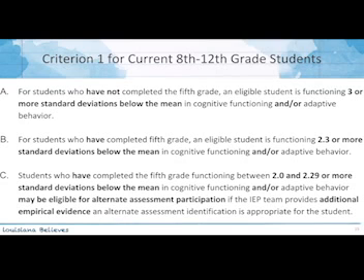Subsection C reads, students who have completed the 5th grade functioning between 2 and 2.29 or more standard deviations below the mean in cognitive functioning and/or adaptive behavior may be eligible for the alternate assessment participation if the IEP team provides additional empirical evidence an alternate assessment identification is appropriate for the student. The only revisions to Criterion 1 is to language used in subsection C.